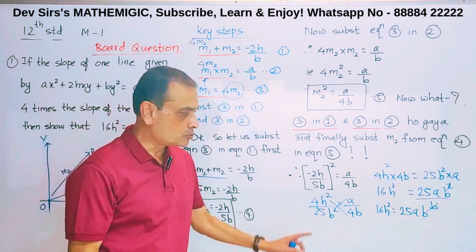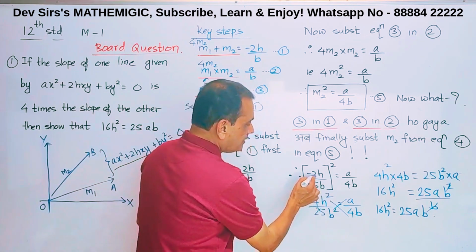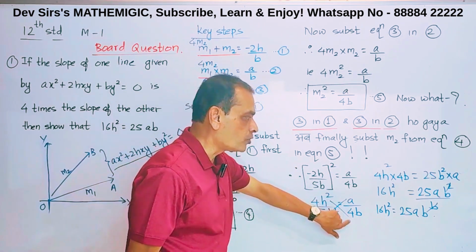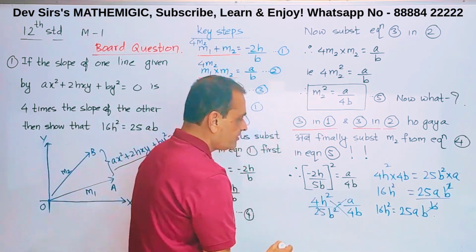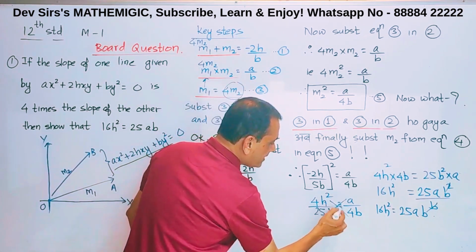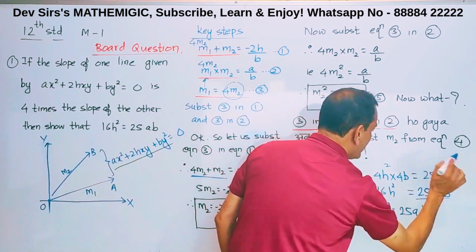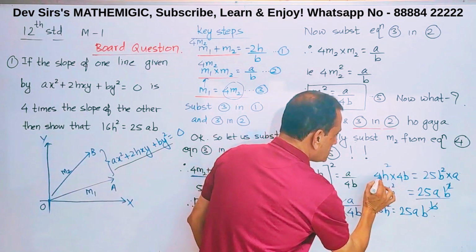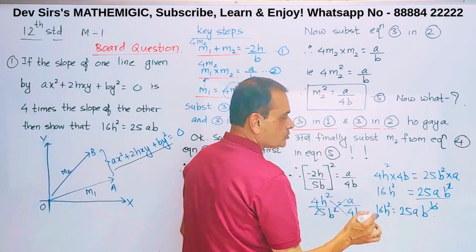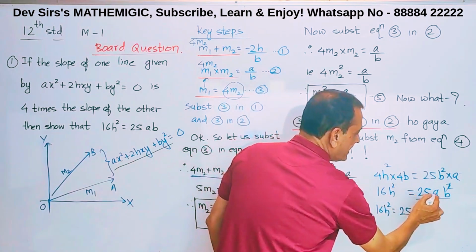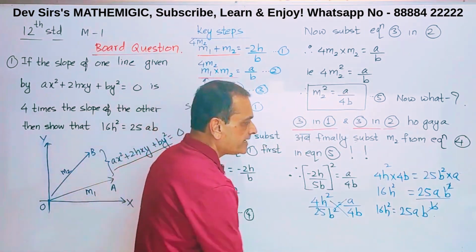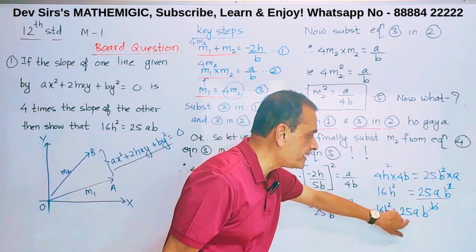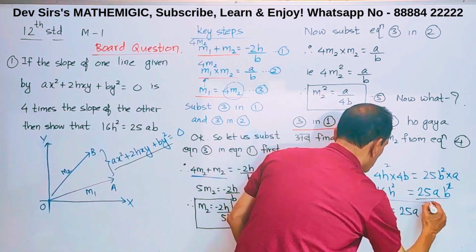Followed? Just check out the last 2-3 steps. After squaring this, 4h squared upon 25b squared, squared everywhere, is equal to a upon 4b. Now cross multiply, we get 4h squared into 4b is equal to 25b squared into a, not a squared. So 16h squared b, which is the b I took from here, is equal to 25ab squared. One b gets cancelled, one b remains. So 16h squared is equal to 25ab. That is what is required.